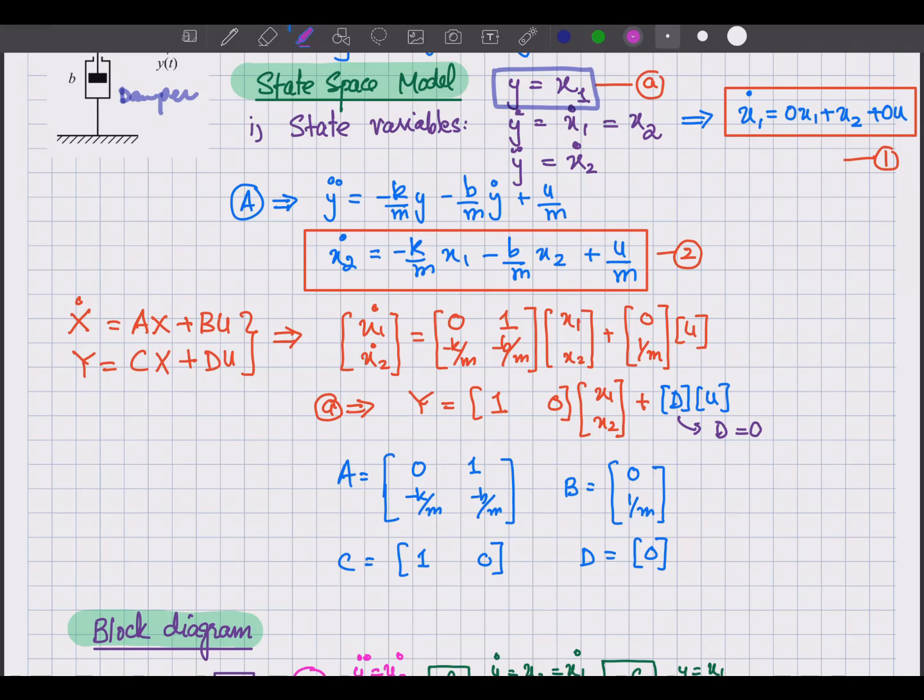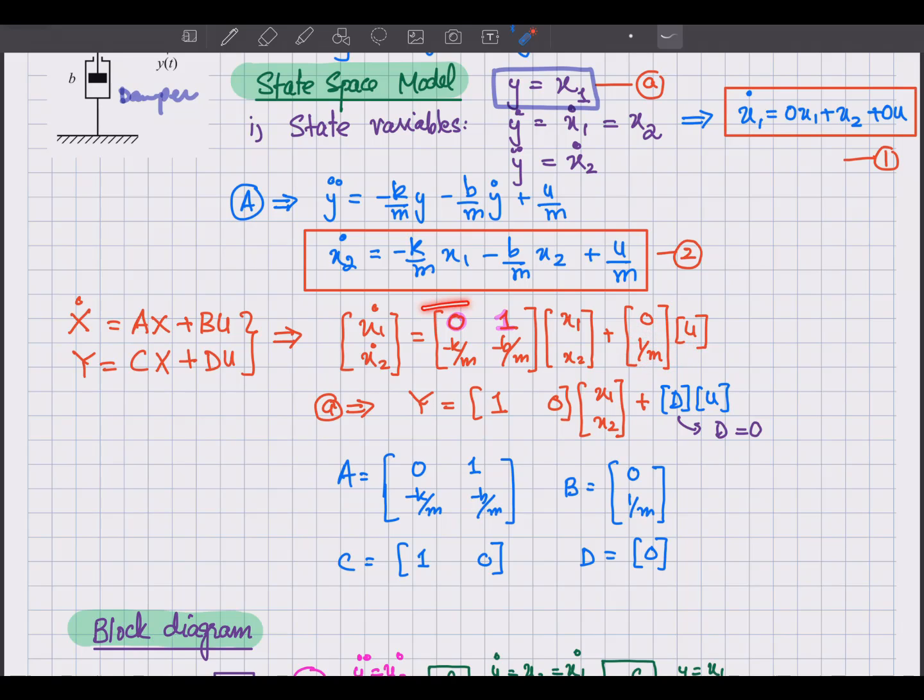So from the first equation, x1 dot is equal to 0 into 1, and from the second equation we can write it like that, minus k by m and minus b by m. So this is the x dot matrix, this is x matrix, this is the input matrix, right, this one. So in the first equation the input is 0, so that you can see over here the 0, and in the second equation the input is linked with the x2 dot by the factor 1 by m, so 1 by m into u.